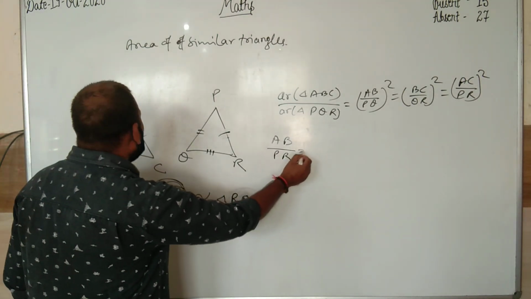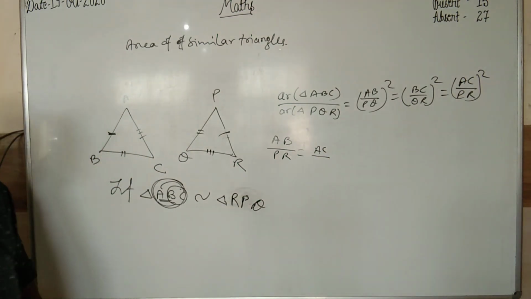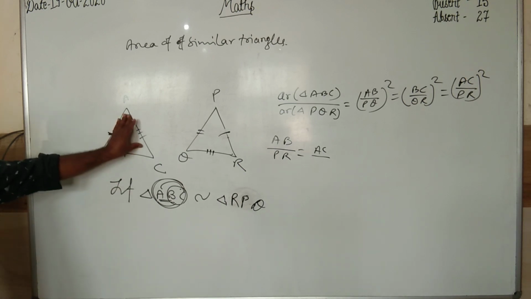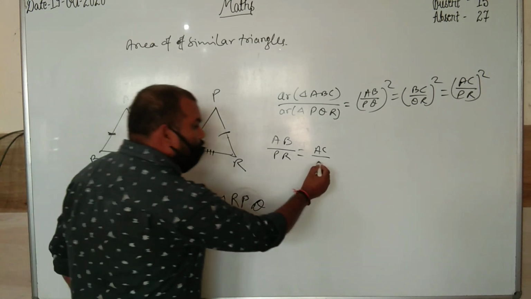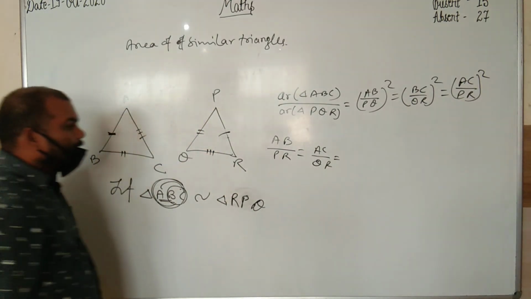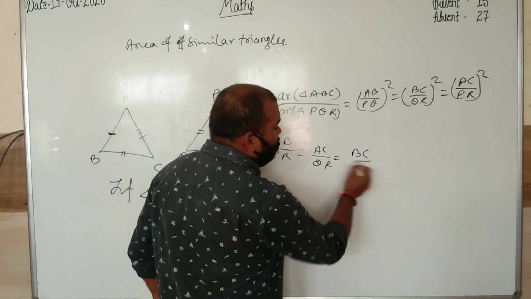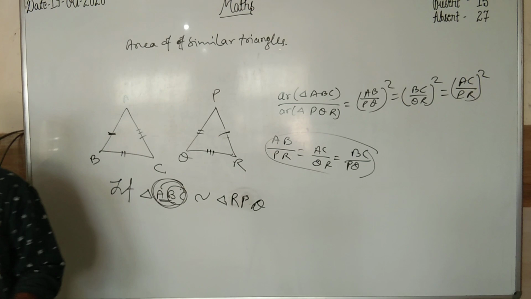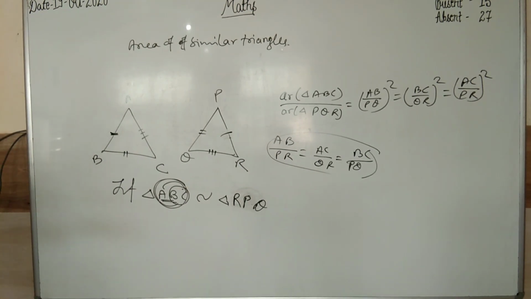Then our ratio will change as AB by RP, AB and AC by AC is the third side, so we will look for the third side only, that is QR, and last, BC by PQ. So if triangles are similar, we will take the ratio of the corresponding sides equal.